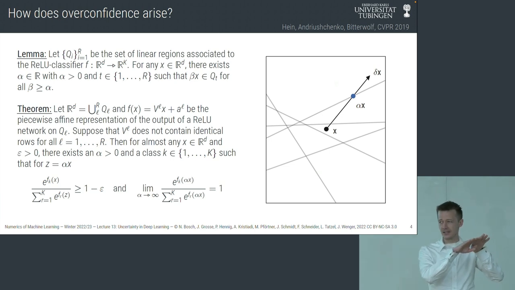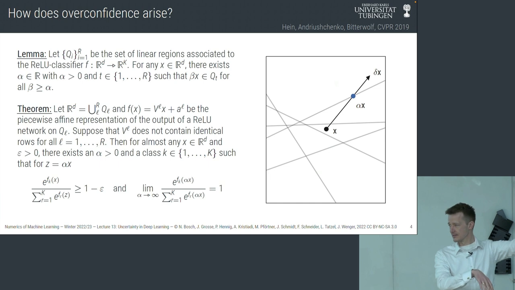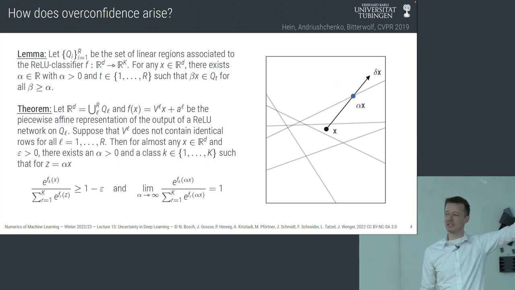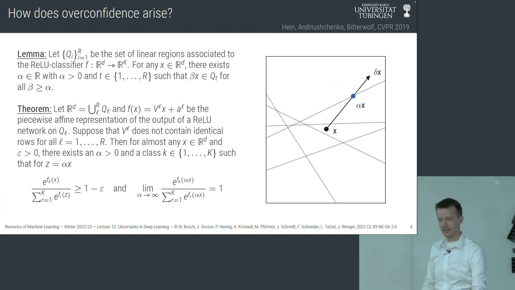And if that's the case, then if you move sufficiently far away, there's one of them that will be the highest. And because it has some higher gain than the other ones, it'll be arbitrarily far away from the second highest one after some distance, right? And if you put that into the softmax, you'll get an arbitrarily high confidence for that one class. And that's exactly what we've seen.